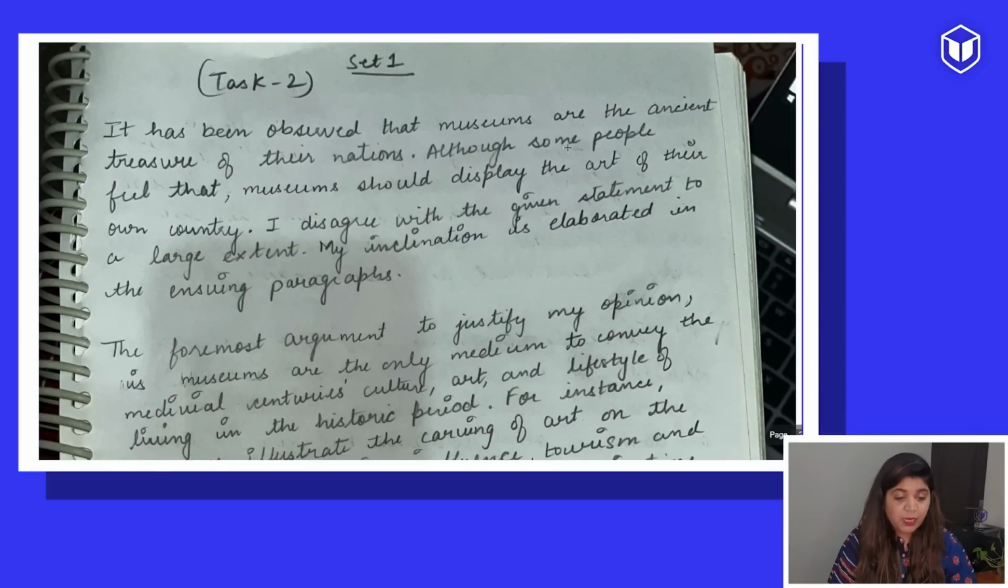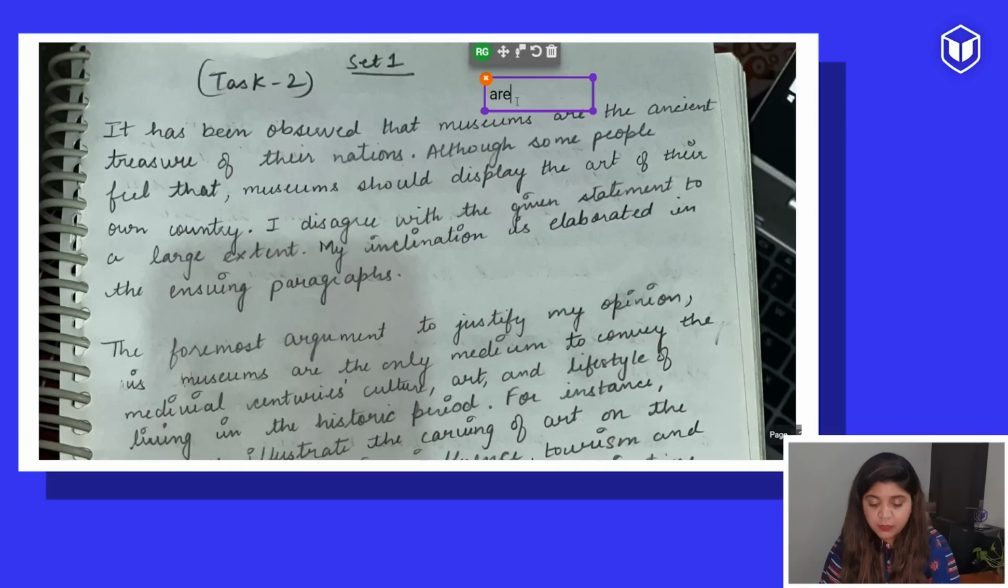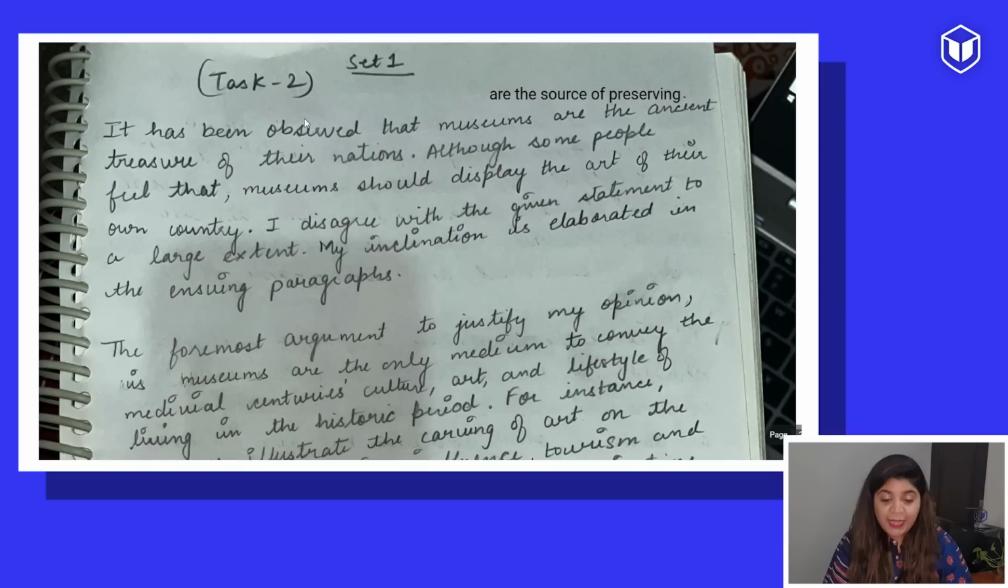It has been observed that the museums are the ancient treasure of their nations. Okay, museums are not the ancient treasures. Museums are the source of preserving the ancient treasures, any ancient art forms. So here this sentence is not apt. The student could have written that museums are the source of preserving the ancient treasure of any nation. Rather than using there, any would be a better word. Any nation.